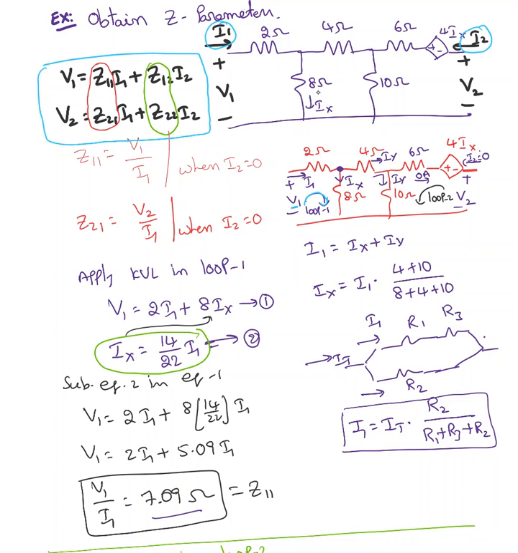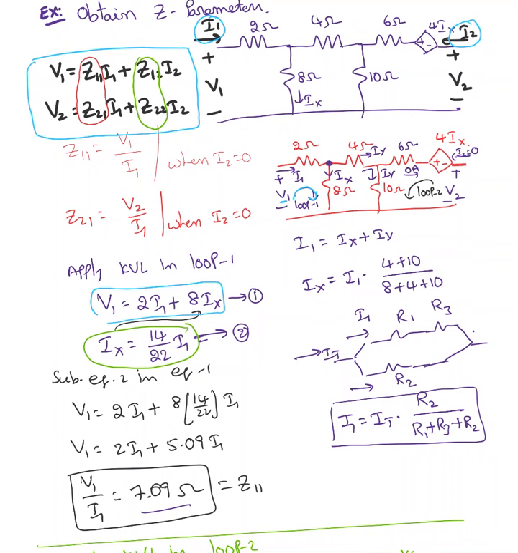This IX is already given, because there is a dependent source. He already chose that as IX, the current passing through the 8 ohms. So V1 equal to 2I1 plus 8IX. Now, if I replace this IX with I1, I'm good to go. I will get the equation with the relation between V1 and I1. So what I did here to find Ix, I used the current division rule.